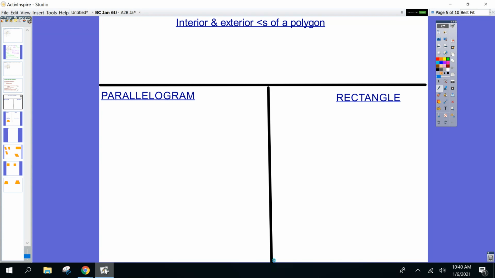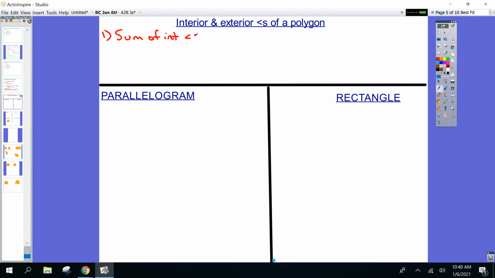This unit started on December 10th. And on day one, we did not talk about any quadrilaterals. We talked about interior and exterior angles of polygons, which will be represented tomorrow on your test. You will see a question on that. So here we go.